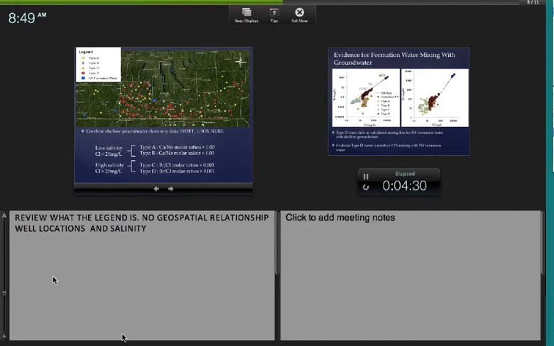So we have our type A waters and our type B waters, which are low salinity, less than 20 milligrams per liter of chloride, and then our type C and D waters, which are high salinity, greater than 20 milligrams per liter of chloride.